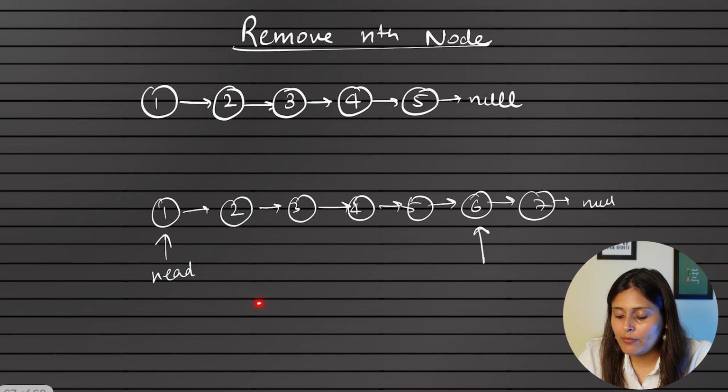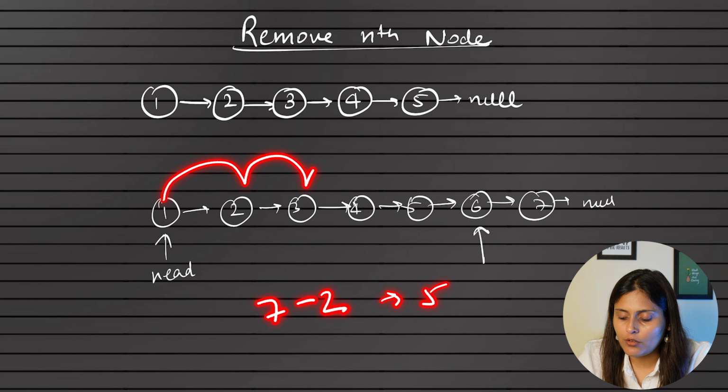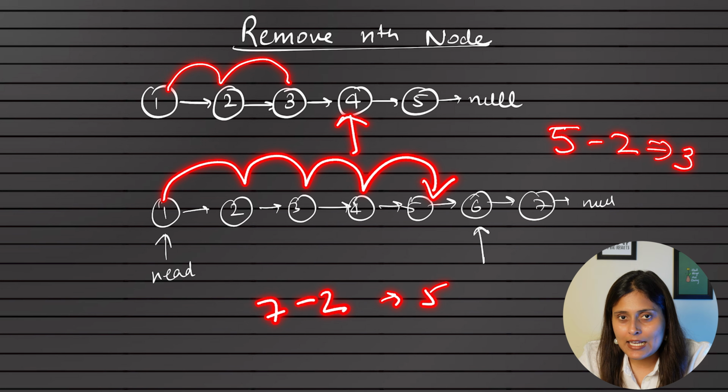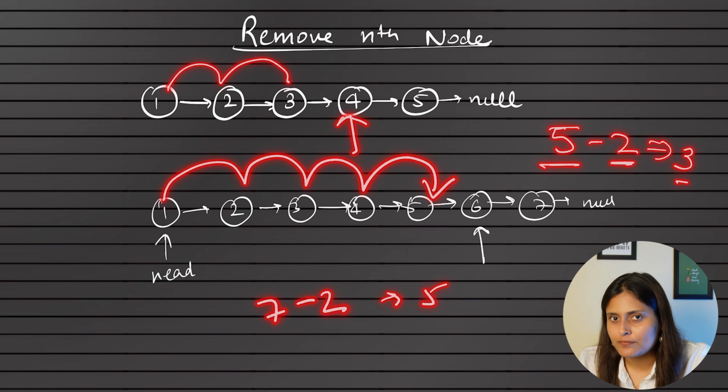Second. So 7 minus 2, 5. Do we need to take 5 jumps? 1, 2, 3, 4. Okay, 4 jumps. Here we need to delete the second node. The length was 5, 5 minus 2, 3. But we took only 2 jumps. Is it like total length minus nth node minus 1?